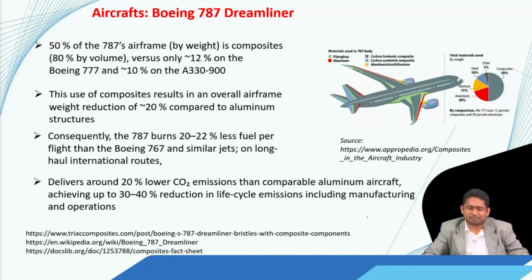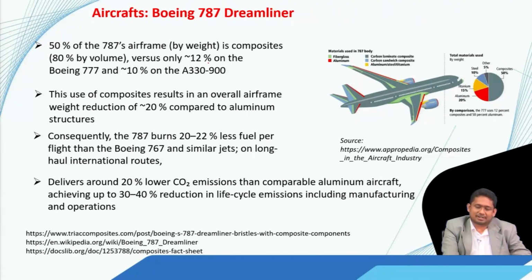Now, let us see some of the aircraft. The Boeing 787 Dreamliner has a capacity of more than 250. This is a big, long haul aircraft, mainly flying international routes. It has 50% composite by mass and 80% composite by volume. So, something which contributes 80% of the volume contributes only 50% of the mass. That is a huge saving.